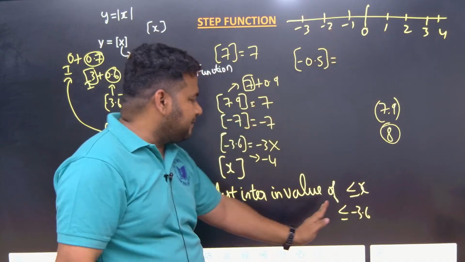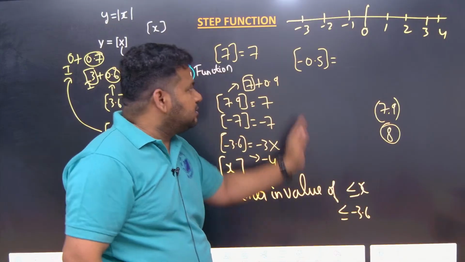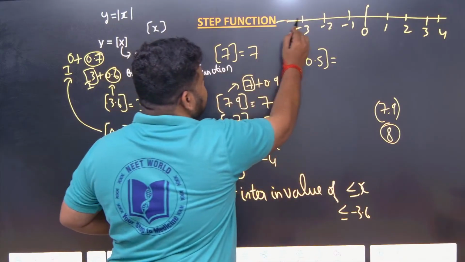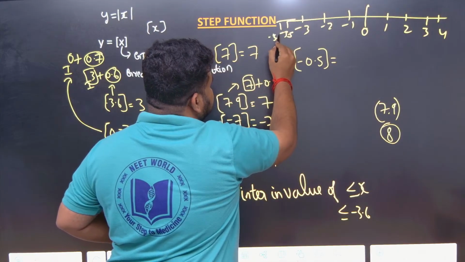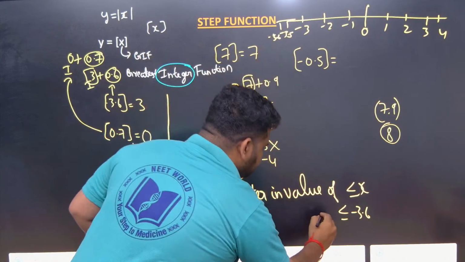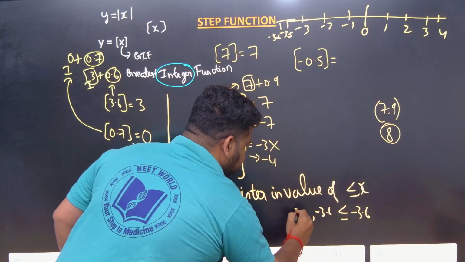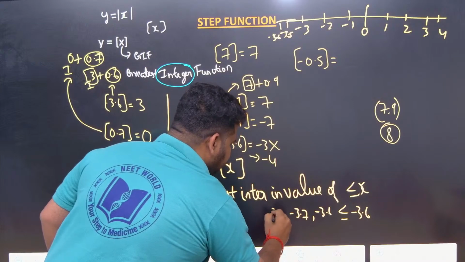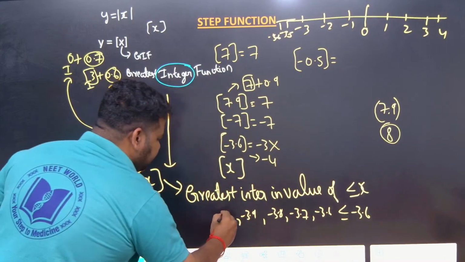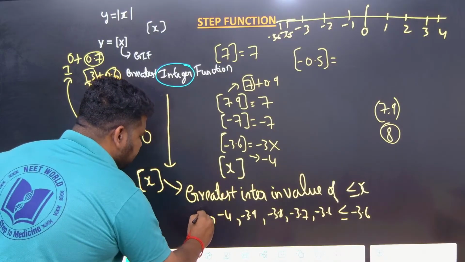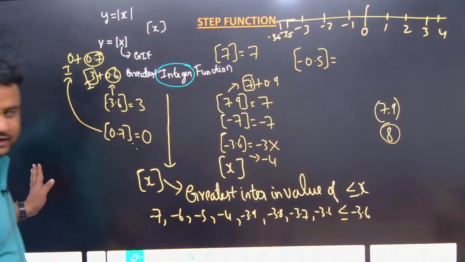So if you take minus 3.6, and I ask which is lesser than this, minus 3.5 is not lesser. Lesser than or equal to this means minus 3.6. Before this I will have minus 3.7, before this minus 3.8, before this minus 3.9, before this minus 4, before this minus 5, before this minus 6. Like this it will go on.